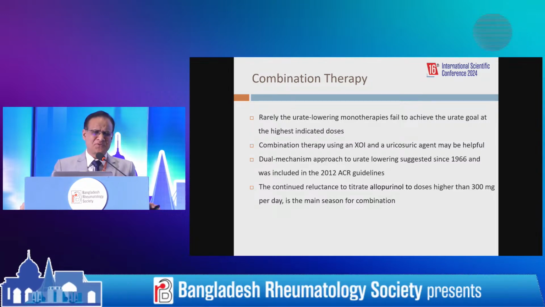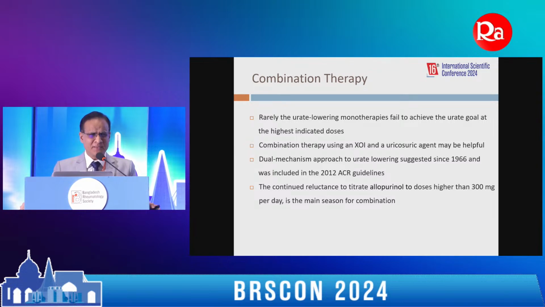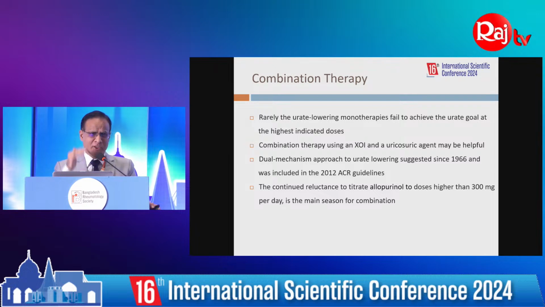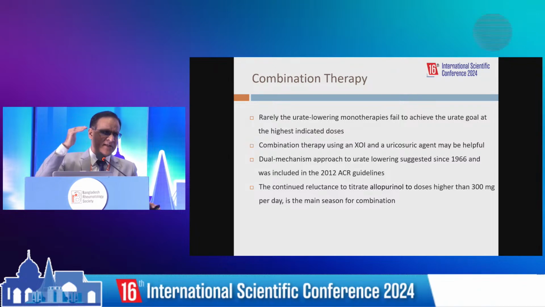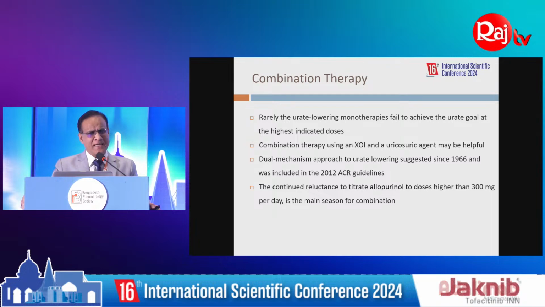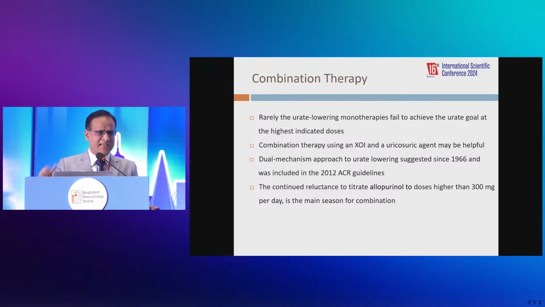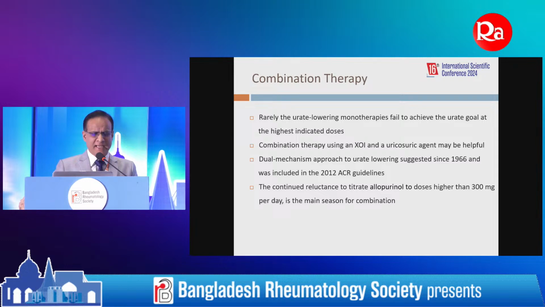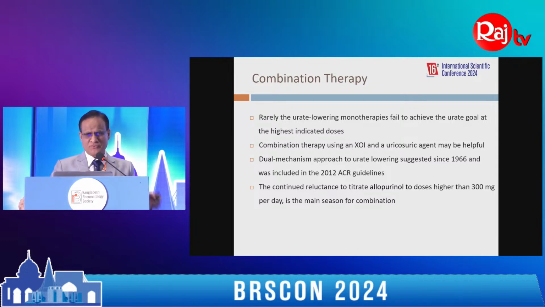Combination therapy, we are not using this combination because it is usually not required. Allopurinol dose can go up to 900 milligrams, but above 300, or 300 to 400, I think a hypersensitivity reaction may occur or the patient cannot tolerate it and complains. In that case, when the allopurinol dose needs to be more than 300 or 400, we may add a uricosuric drug to allopurinol.